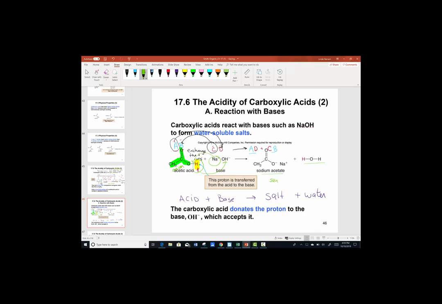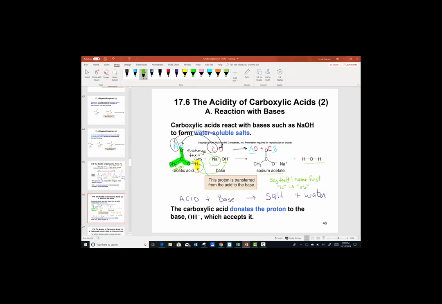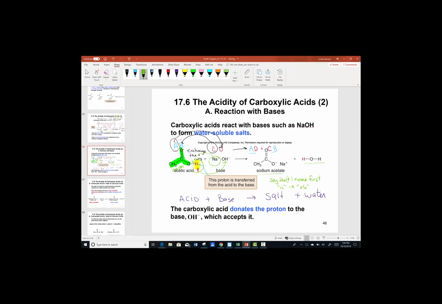I want you to say the positive's name first, and then to name the last name, the ic from the acetic acid gets converted to ate. So instead of saying acetic, we say acetate. So that salt would be named sodium acetate. So there is our acid-base chemistry where we have a transfer of a proton creating conjugate pairs.